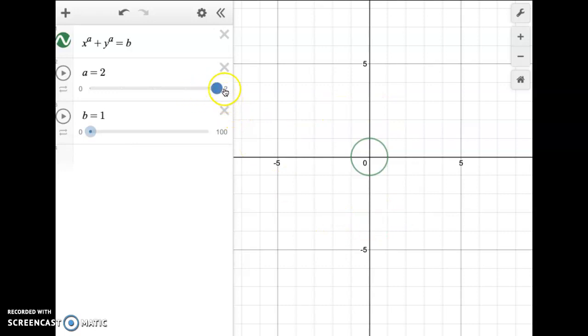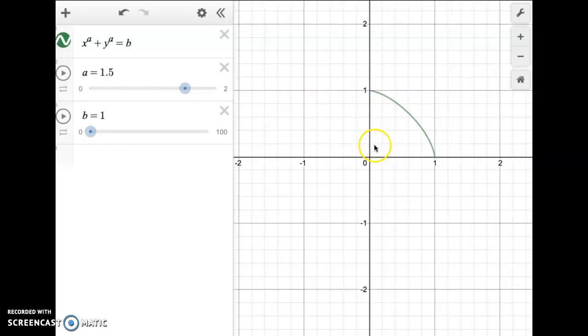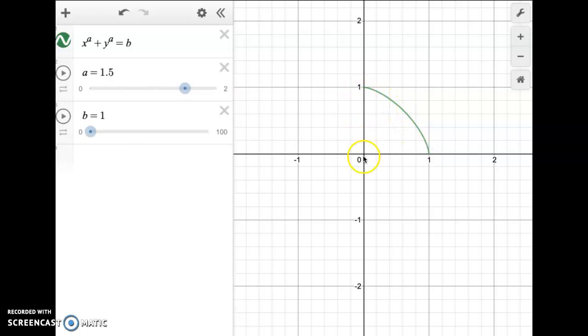So right now I have the steps at 0.5 just to try to get an idea of what's happening and to maybe make some predictions. So I'm going to move this to 1.5, and I see that there is just this arc that is made between 1 and 1. So at 0, 1, and 1, 0 is where this arc is connected.